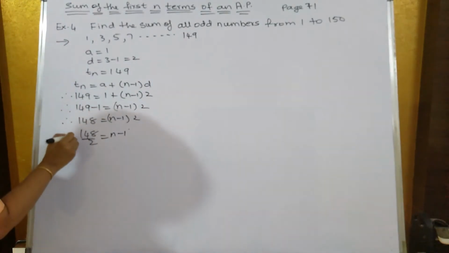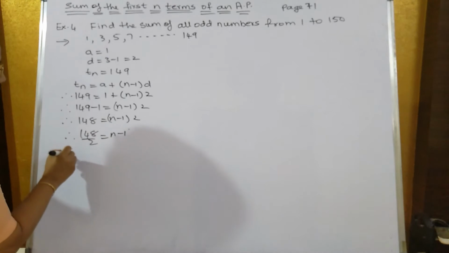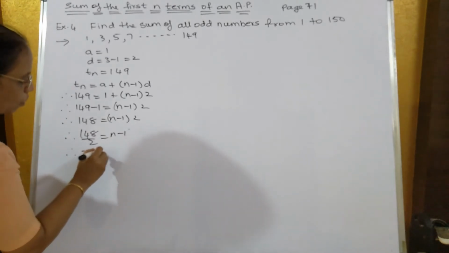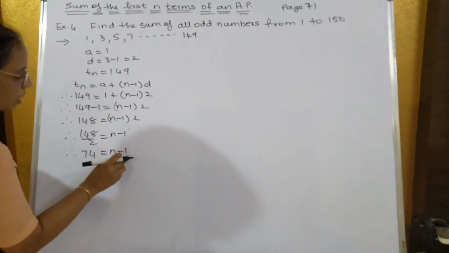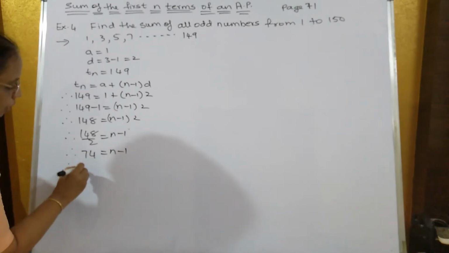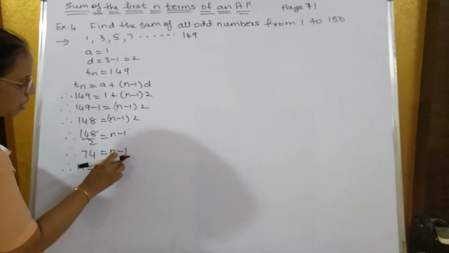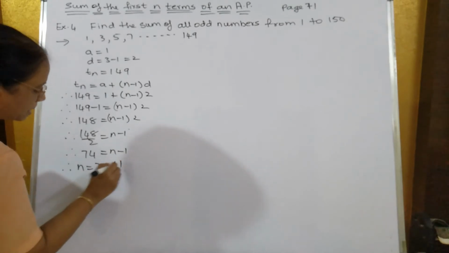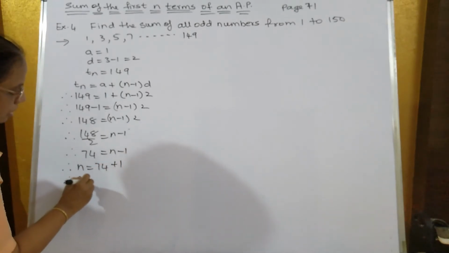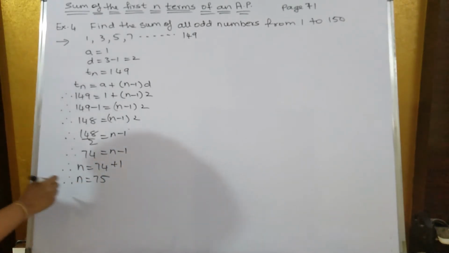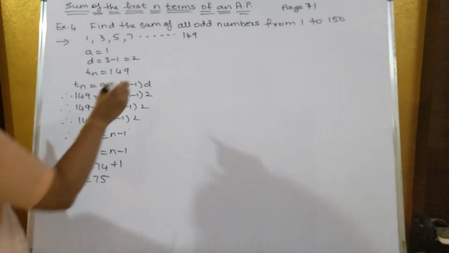So when you divide 148 by 2, what do you get? 74. That's equal to n minus 1. Bring this 1 on this side. So what will you get? n is equal to 74 plus 1, because when minus 1 comes on this side, it will become plus 1. Therefore n is equal to 75. So we have got the value of n. Now we will find out Sn.